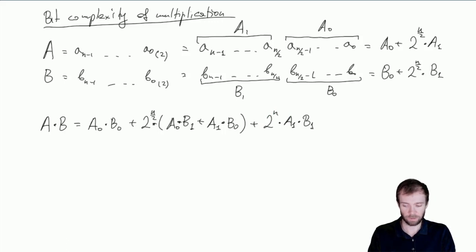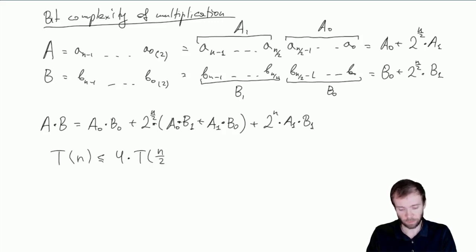And the number of actual multiplications of numbers that we need to do here is 4. So we need to perform these 4 multiplications, compute these products. Thus, we can express the bound for the complexity of the algorithm for n as 4 times the complexity of multiplying n over 2-bit numbers, because each of these products is a product of n over 2-bit numbers, plus big O of n, because addition and subtraction can be done in linear time.